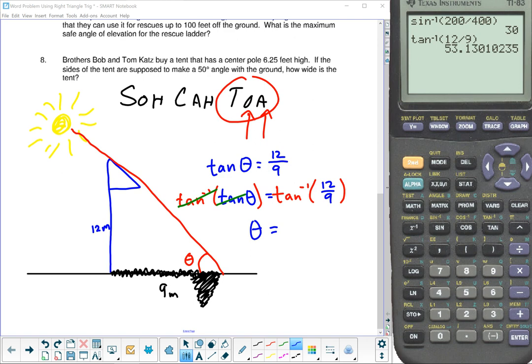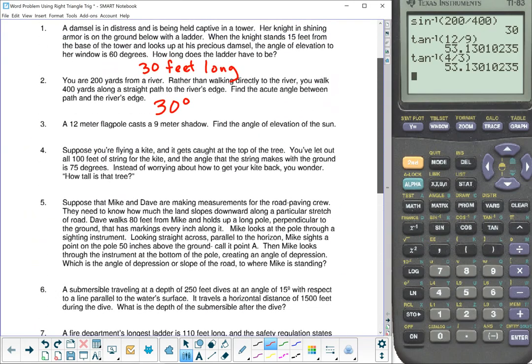So it's a 53.13, or 53.1, or 53 degree angle. I'm going to go with 53.1, just keep it pretty simple. So theta equals 53.1 degrees. If I had reduced 12 over 9, 12 divided by 3 makes 4, and 9 divided by 3 makes 3, I would get the same exact answer. You see it? 53.130, and all the numbers match. So I would say the angle is 53.1 degrees.